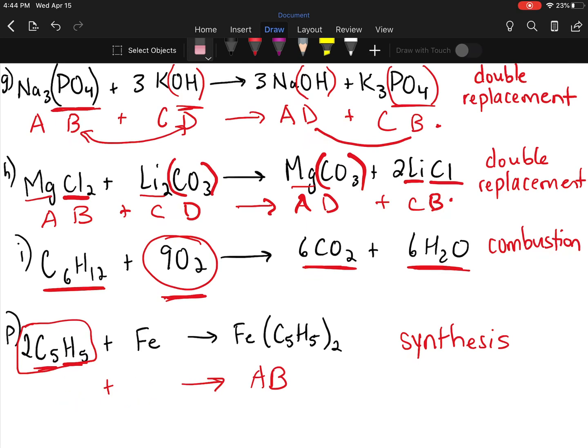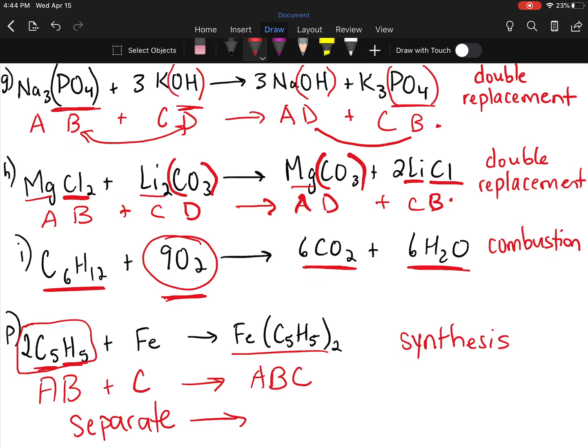So even though this is, instead of A and B, let's make it what it is, right? This is A, B, and C. But the final result is what? It's ABC. So as long as it's going from separate to all together, that is synthesis. Okay, even if one of the molecules has multiple parts, that is fine.